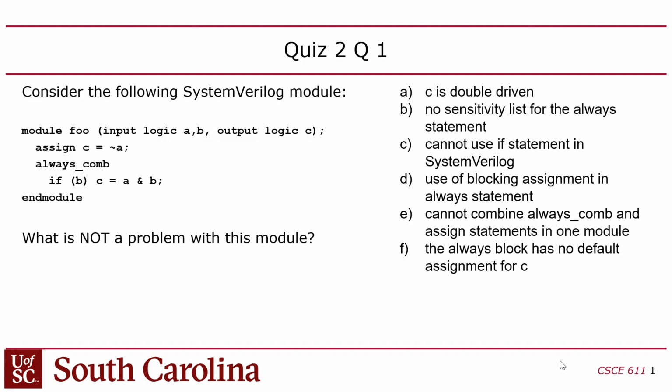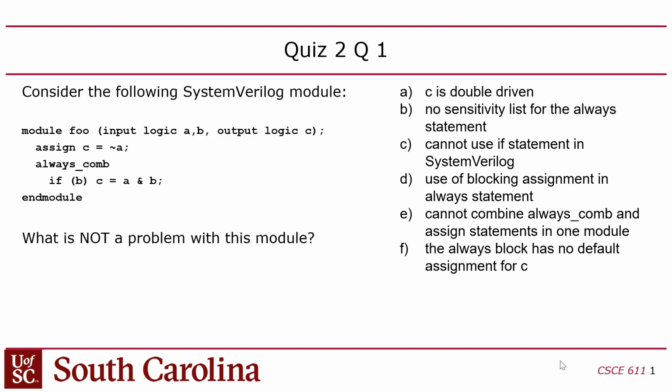No sensitivity list for the always statement. Well, it doesn't have a sensitivity list because it's an always_comb. You can't actually specify a sensitivity list for the always_comb. So that's not a problem. Cannot use if statement in SystemVerilog. Well, this one's a little confusing. Normally, you can't use it unless it's in an always. But in this case, it is in an always, so it's fine. So that's not a problem.